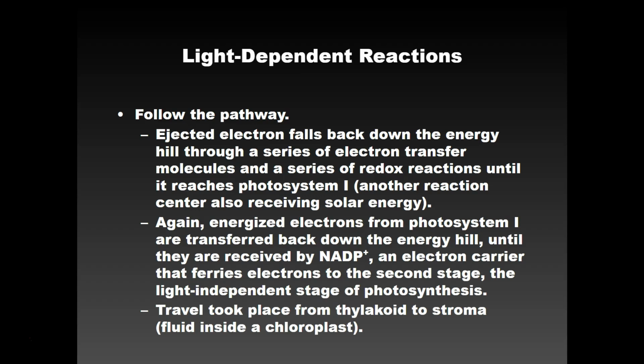Energized electrons from photosystem 1 are going to be again transferred down the energy hill until they encounter NADP+, which is an electron carrier, and that electron carrier is going to be sent to the Calvin cycle. Okay, so travel took place from the thylakoid to the stroma. And the stroma, again, is just the fluid that exists inside of a chloroplast. And a chloroplast, remember, is a membrane-bound organelle that exists inside of a plant cell.